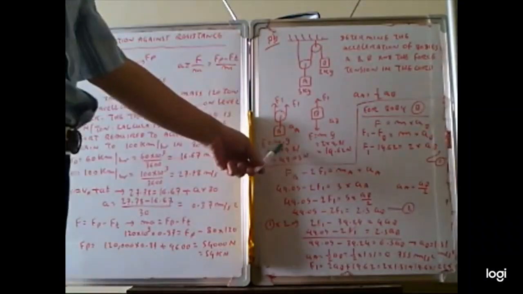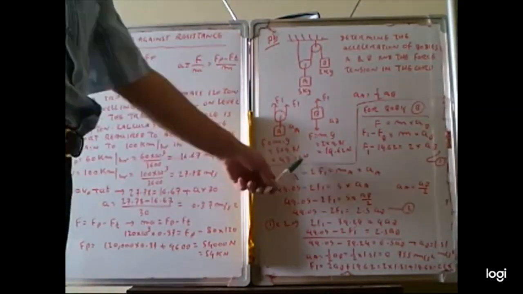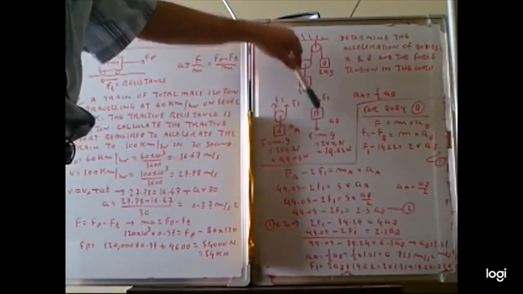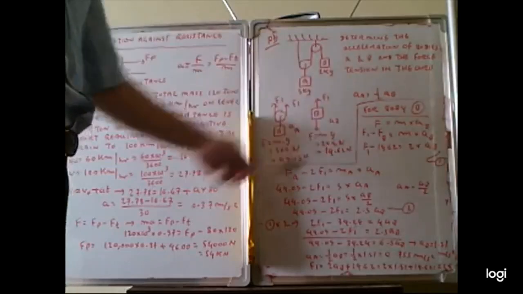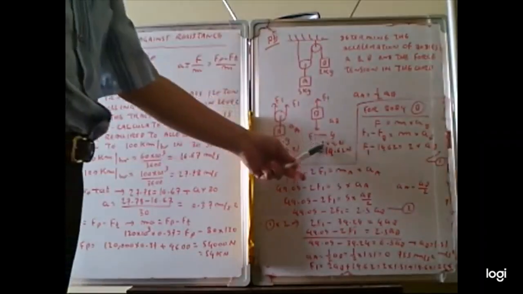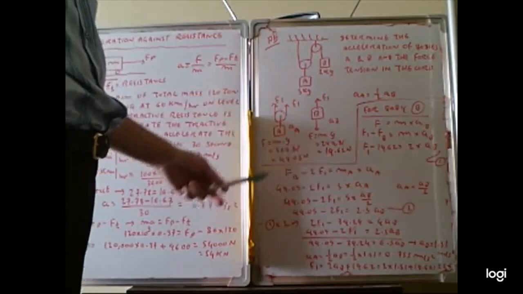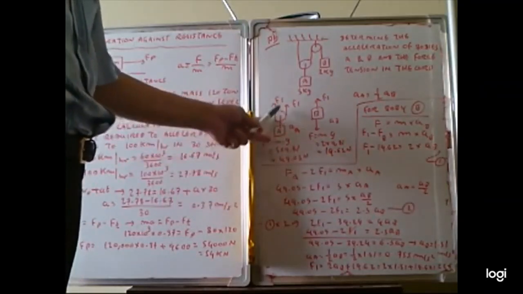So the mass is 5, gravity is 9.81, so you call it 49.05 Newton. And for the P, this is for the downward force, equal to mass multiplying gravity. So 2 times gravity 9.81 is 19.62 Newton. Then this acceleration is going downward.